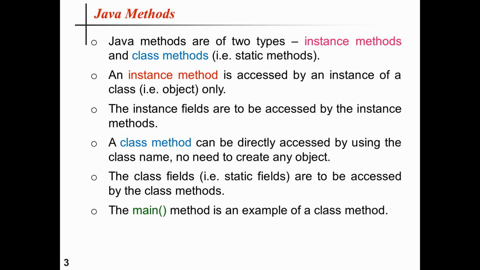The main method, that means public static void main(String[] args), is an example of a class method, that means a static method. So that is the concept of Java constructor and Java methods. Now I will be moving to the demonstration part, and that will be done by using the NetBeans IDE, which is one of the most popular IDEs for Java programming. So let's move to the demonstration part.